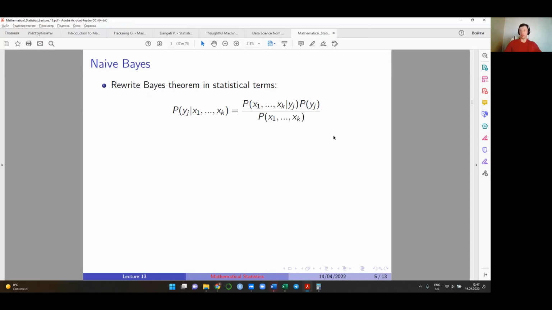So now instead of A and B, I'm writing these things. What is my A? My A is an event that I will observe k variables with some specific values. What is my B? yj is the value of y, the dependent variable, or the variable that I want to predict. I want to calculate the probability of event yj, or in our case, the event that the variable y will take the value yj, given the information about my independent variables, or features.